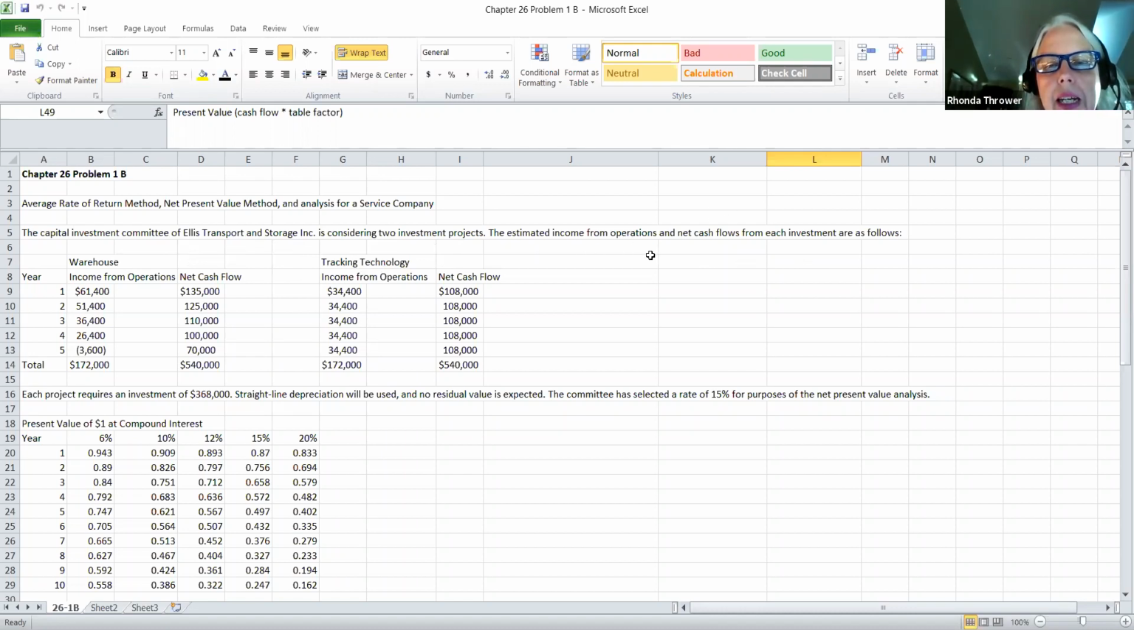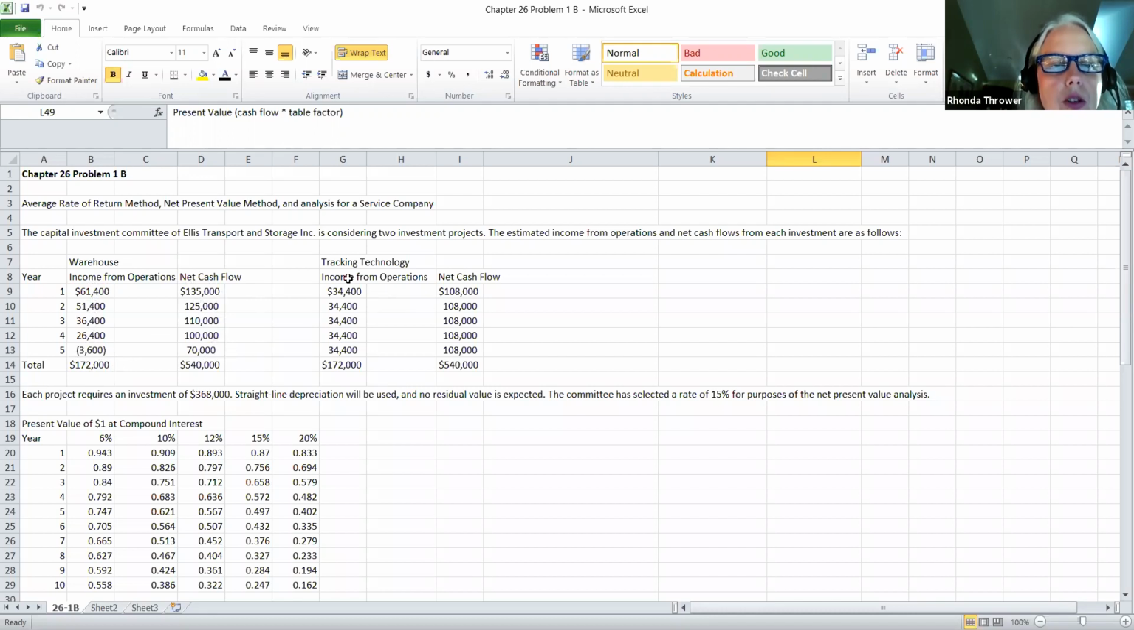The estimated income from operations and net cash flows from each investment are as follows. Now, these are estimated amounts, and they're thinking that the warehouse is going to bring them income from operations after 5 years for a total of $172,000. In each of the 5 years, they think that this warehouse is going to create some net cash flows, and the net cash flows are listed here in this column.